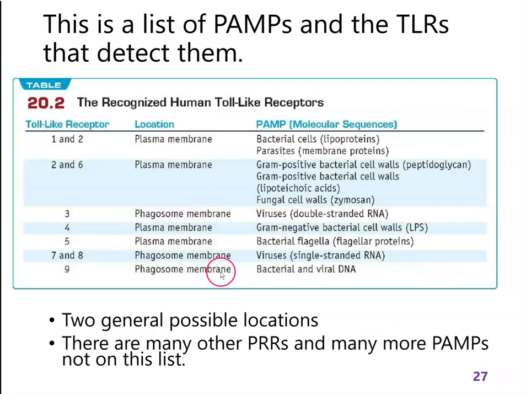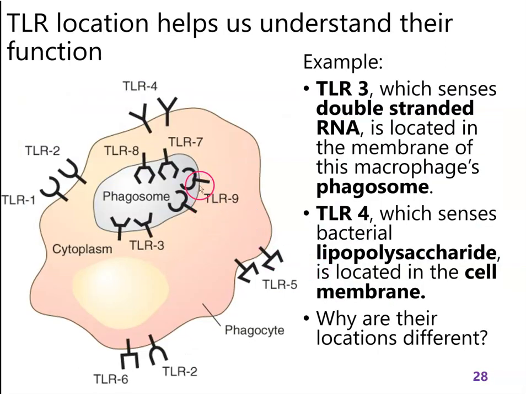TLR9, if we go back up here, sees bacterial and viral DNA. I'm not exactly sure how it does that, but it sees their DNA. So it's facing into the phagosome. Well, let's think about why. What happens in the phagosome?